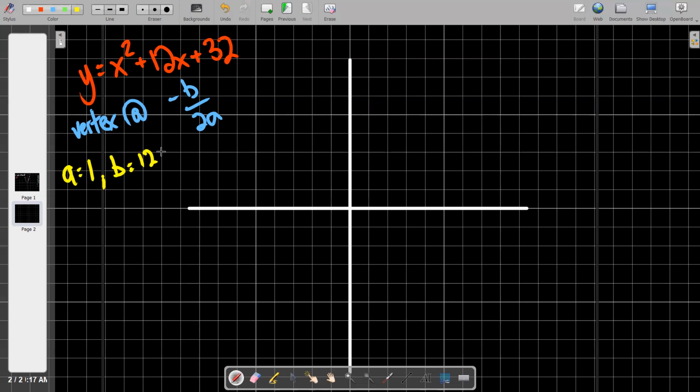So what is the opposite of b? So I'm going to put -12. And what is 2 times a, or 2 times 1? 2. Very good. And what is -12 divided by 2? Good. So what we can now say is this. And I see you taking notes and I appreciate that more than you know. Based on that, we can now say that the vertex of our parabola is at the point -6, comma, blank.